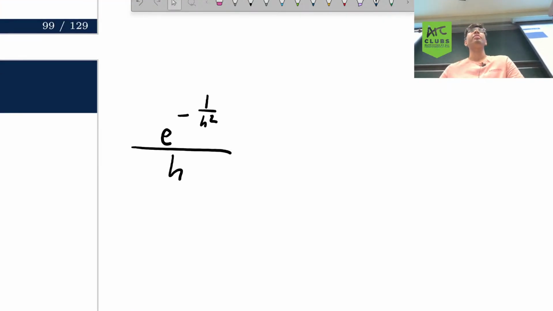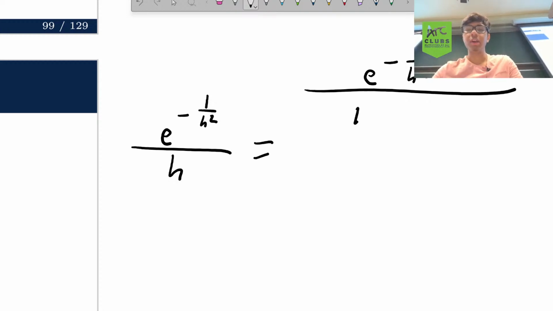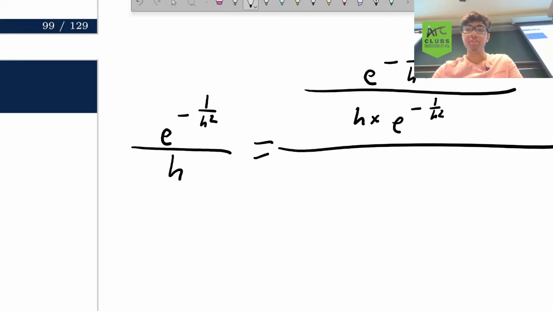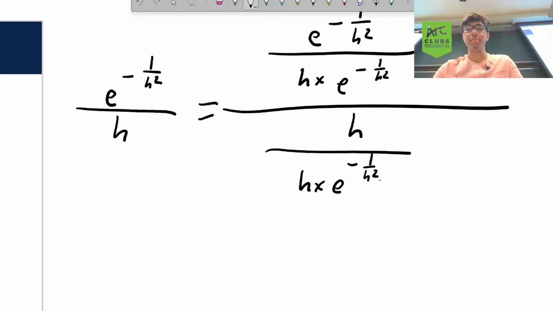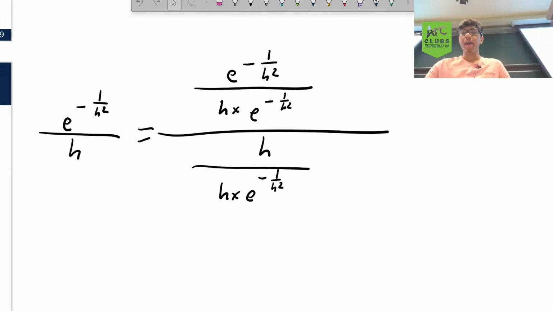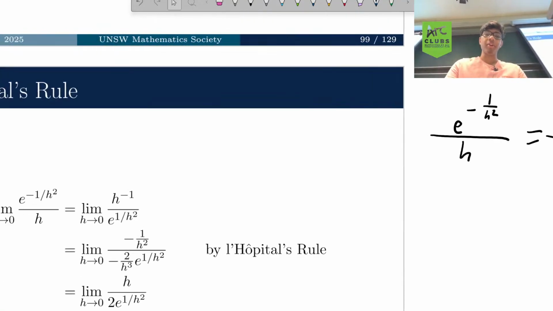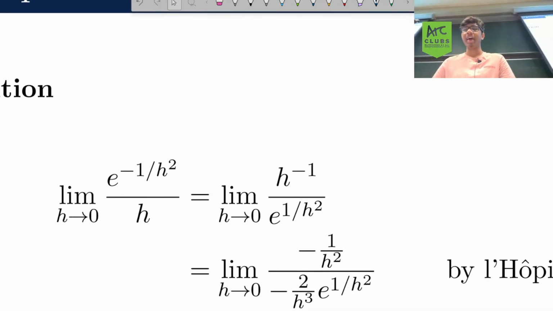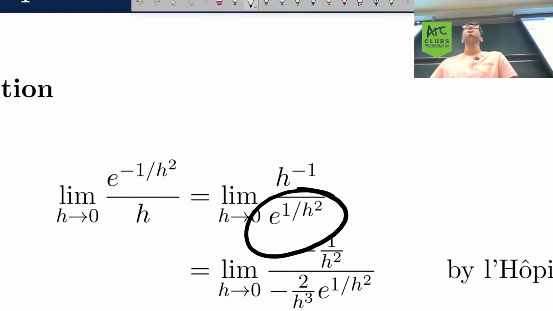What if I divided both my top and bottom by the product of these? What I mean by that is my numerator now becomes e to the negative 1 on h squared, over h times e to the negative 1 on h squared, divided by h on h times e to the negative 1 on h squared. The reason I'm doing this is because these will end up cancelling, and I end up flipping my fraction in a sort of way. It's not the reciprocal, but it kind of acts like it. So my numerator has become h to the negative 1, and my denominator has become e to the 1 on h squared.